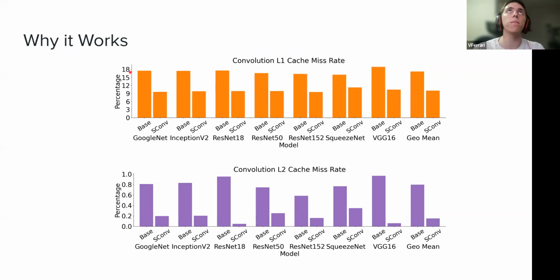It goes from 18%, or 16, 17% on average in the baseline, and SCONV, which is our algorithm, falls to like 10%, 9% of the loads resulting in L1 cache misses. And this difference is exacerbated in L2, but the percentage is lower, so it's not an apples to apples comparison, but it also lowers a lot proportionately.